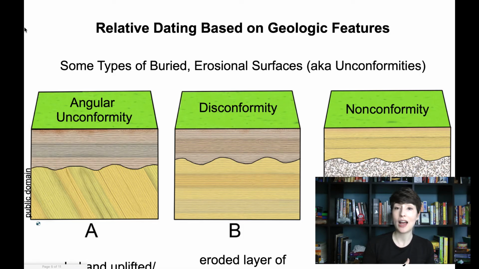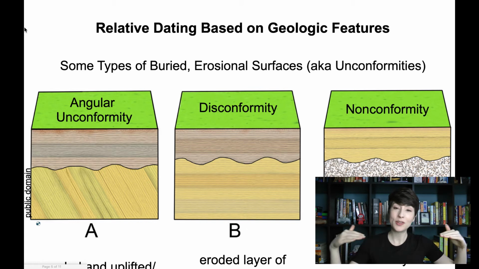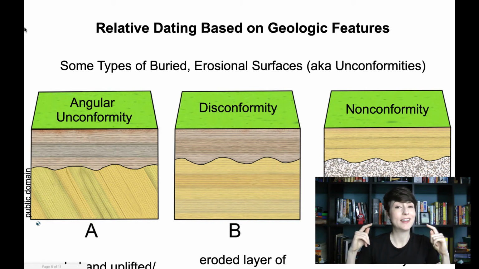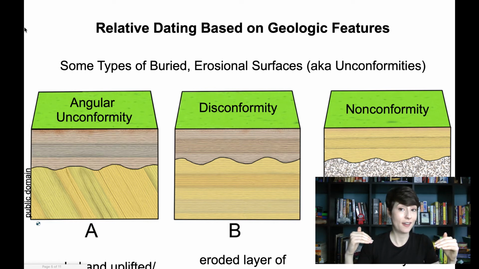Now sometimes you will have a layer of rock that gets eroded, and then more rock, usually sedimentary rock, gets piled on top. That eroded surface is called an unconformity. Sometimes they're really easy to spot, sometimes they're trickier to spot, but that tells you that a certain amount of time went by. You probably lost some information, some rock layers, before newer rock was piled on top.